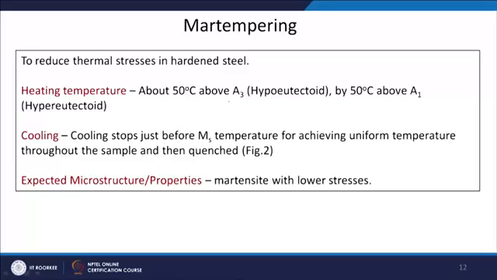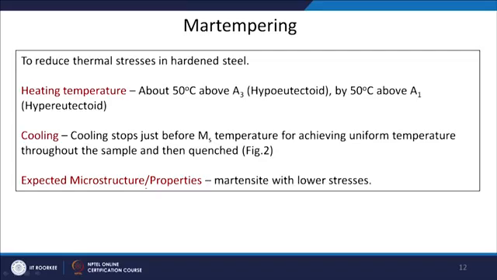The heating temperature is about 50 degrees Celsius above A3 for hypoeutectoid and 50 degrees Celsius above A1 for hypereutectoid. Cooling stops just before the MS temperature. You can have a very high cooling rate, but you stop at a certain temperature above MS for achieving uniform temperature throughout the sample, and then it is quenched. The expected microstructure is martensite with lower stresses.